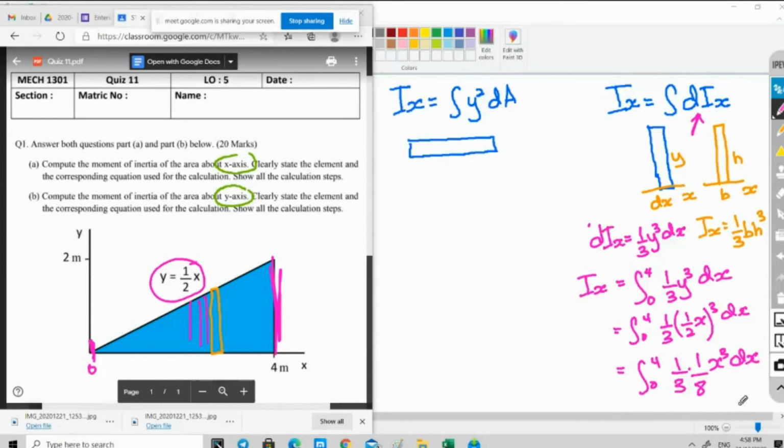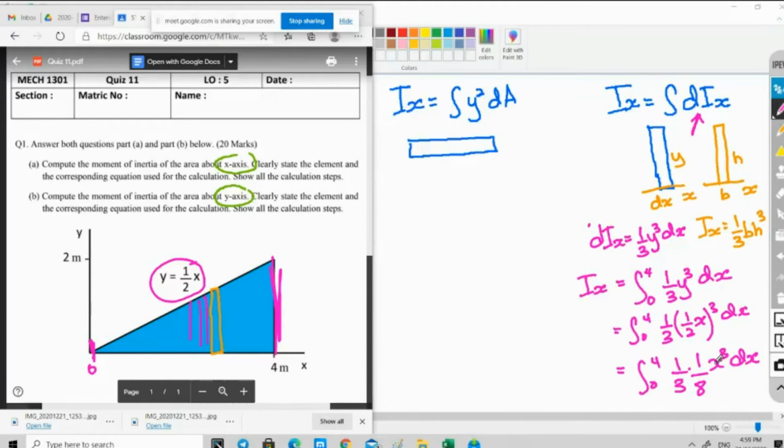And the rest is just mathematical calculation, right? You have 1 over 24, and then x becomes power 4, so x to the power of 4, divided by 4, and then you include this limit from 0 to 4, and then you get a certain value.